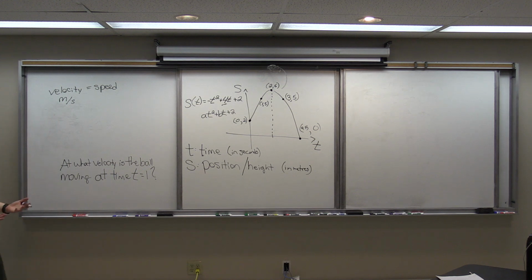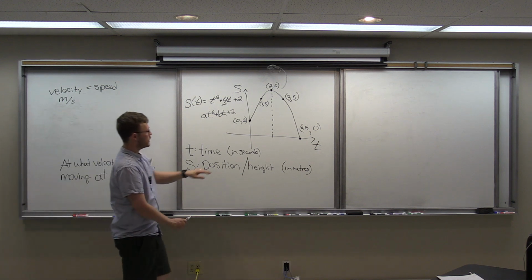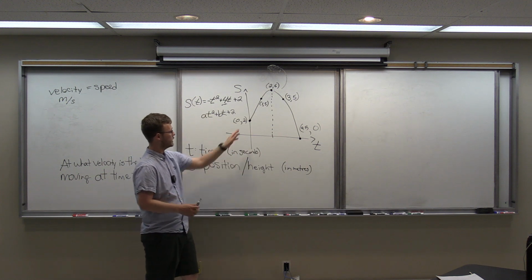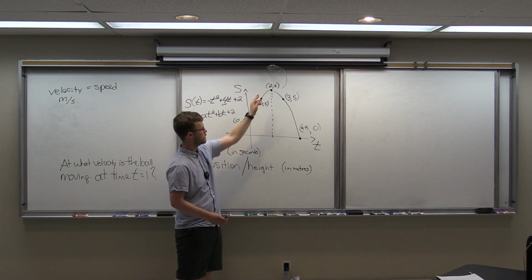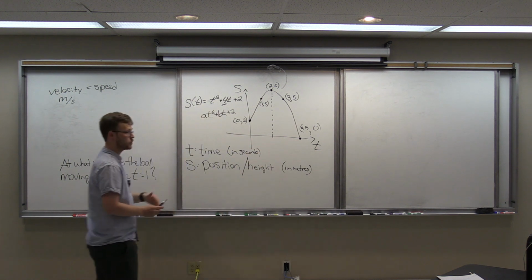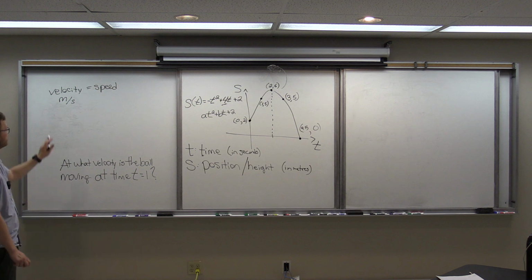Now, we've never had to do anything like this before. When we're given a quadratic function, we are just asking very basic questions. What is this point? What is that point? What is the maximum? What is the minimum? Maybe when it hits the ground. Those are the simple types of questions we've been asking. The speed is something new. Let's consider what speed even is.